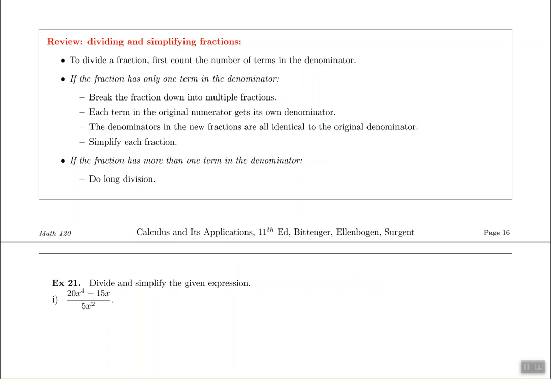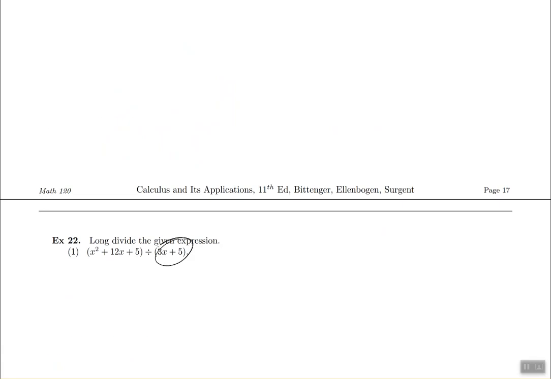Next up, we review how to divide and simplify fractions. In this part of the review, our problems will be broken down into two different groups. Groups that have one term in the denominator, like this one here, and groups that will have two terms in the denominator. For those ones, we will be doing something called long division. So, for example, things like this guy over here will require a long division.